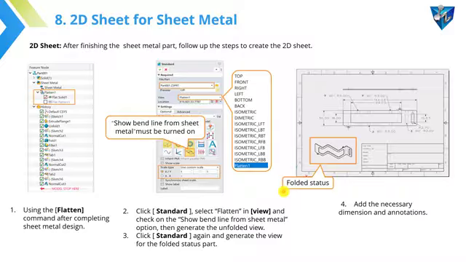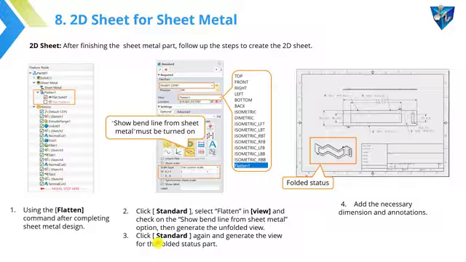Okay, let's go over the steps to create a sample drawing. First step is we use the flatten after completing the sheet metal design. And the next, we need to create flatten view. And there are two little steps. First one is we need to select the flatten in the view option. And the next one is we need to check the show bend line from sheet metal option. And then we can create the flatten view.